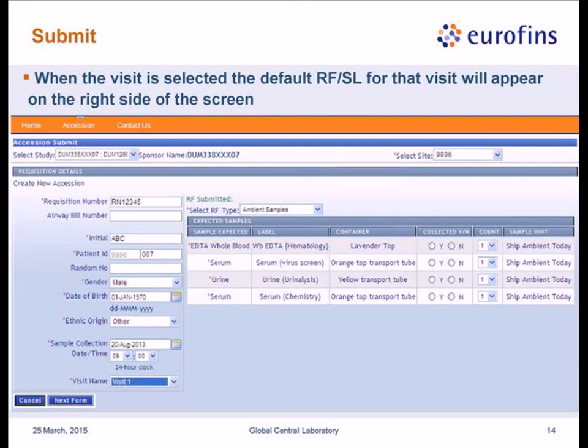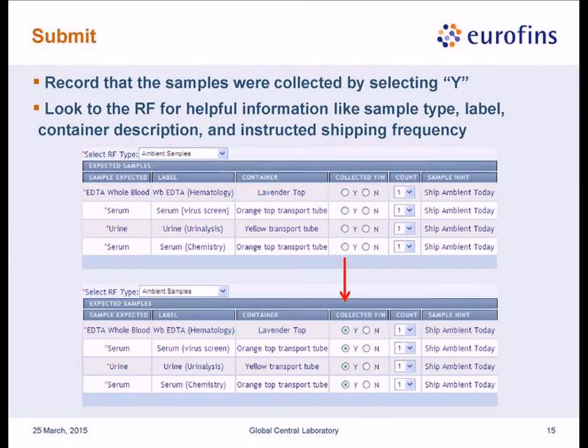The fourth column is the sample collected, yes or no column. If you collected a sample and if the sample is being shipped over to Eurofins, you mark that as a yes. If the sample wasn't collected and if the sample is not being shipped, you mark that as a no. Then we have the count column, the number of tubes expected for that sample.